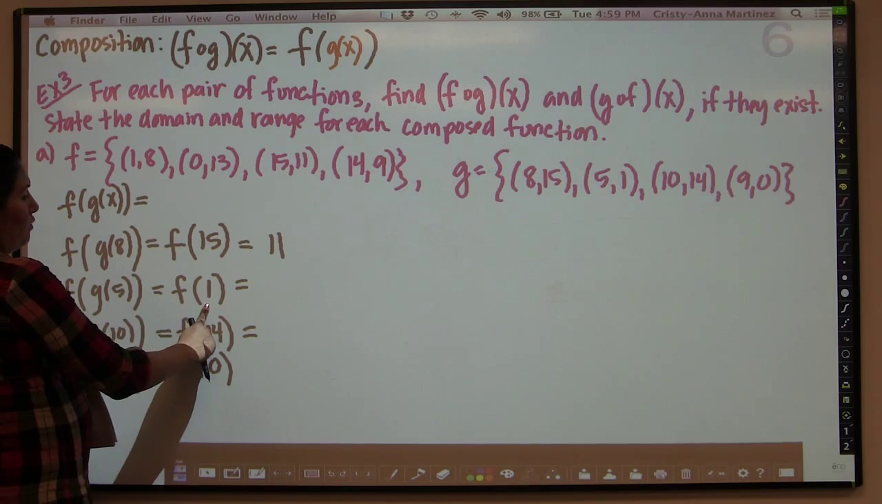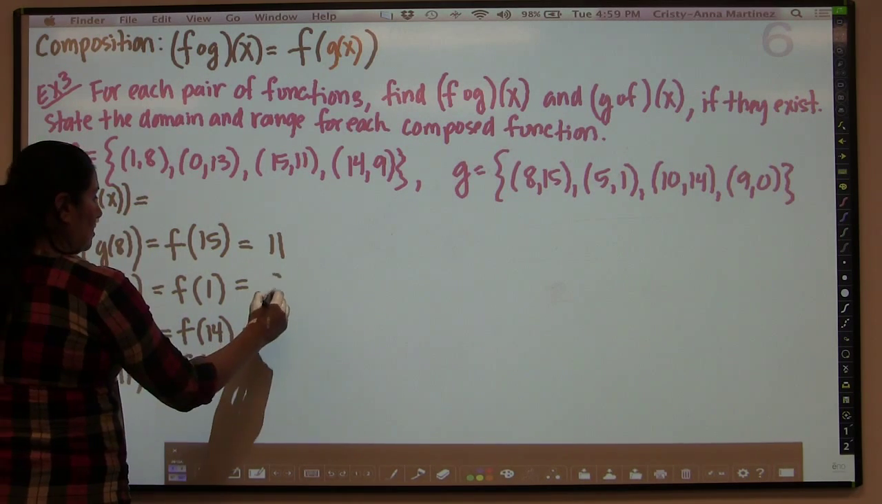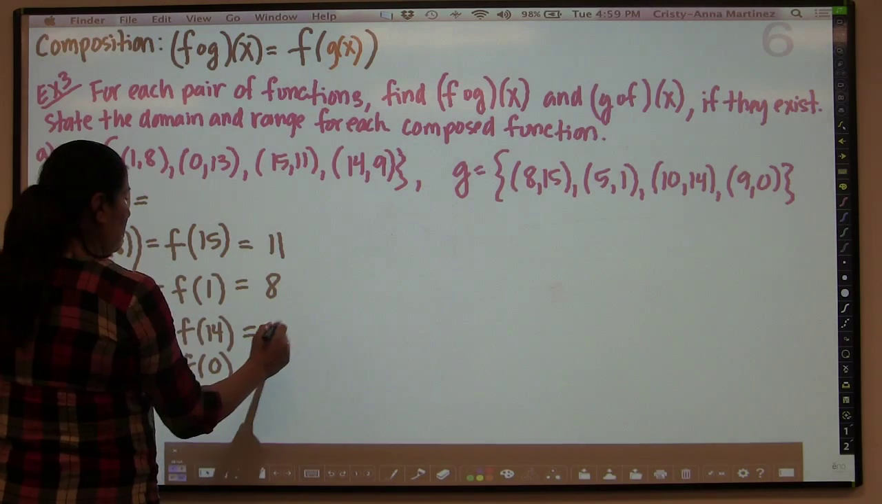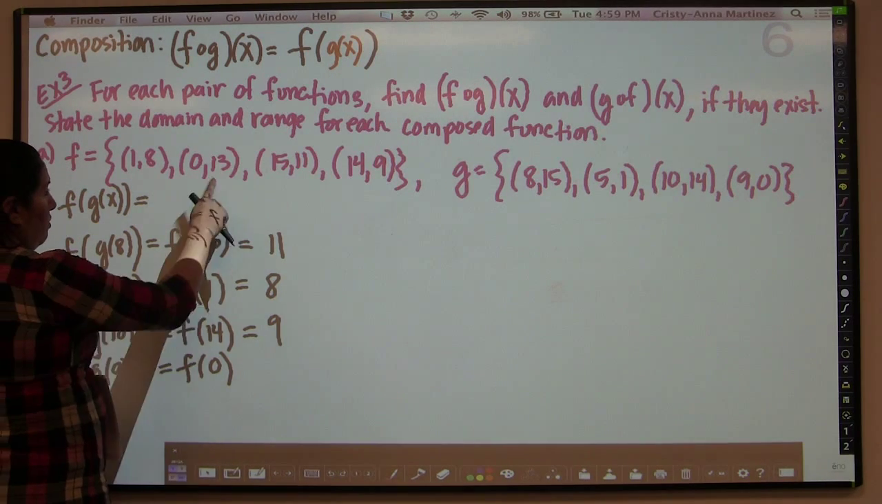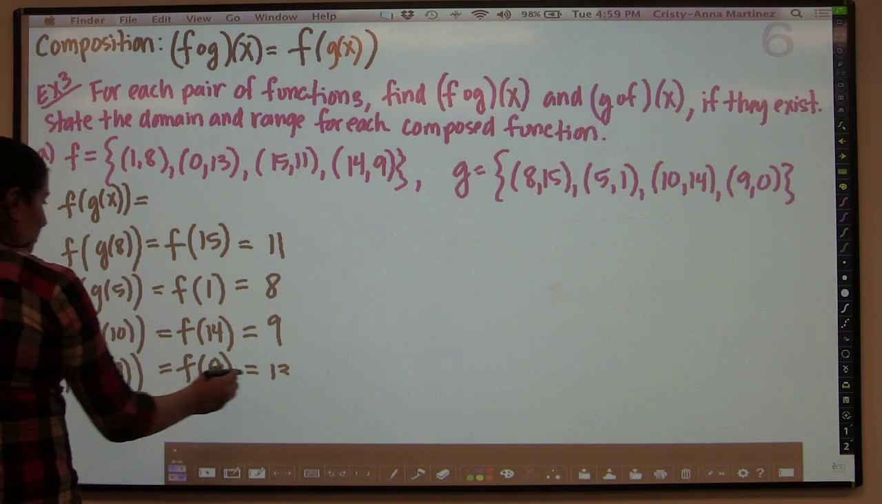Same thing here, I need f of 1. What is the value of the f function when x is 1? It's 8. What is the value of the f function when x is 14? It's 9. And what is the value of the f function when x is 0? 13. Okay? 11, 8, 9, 13.